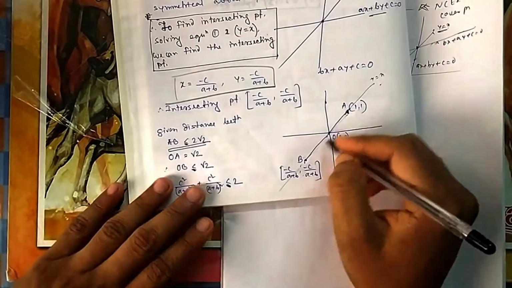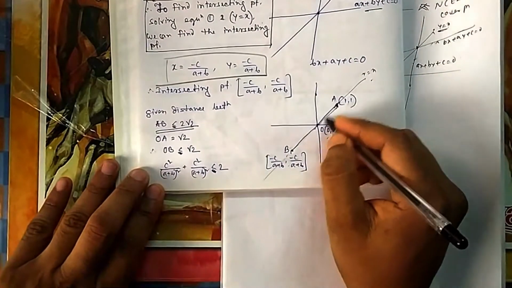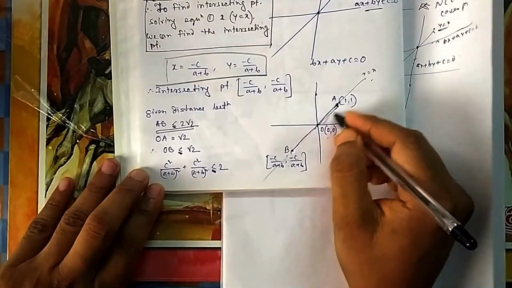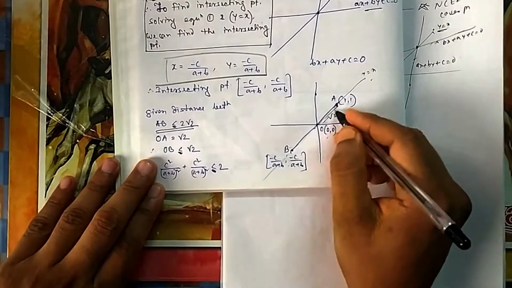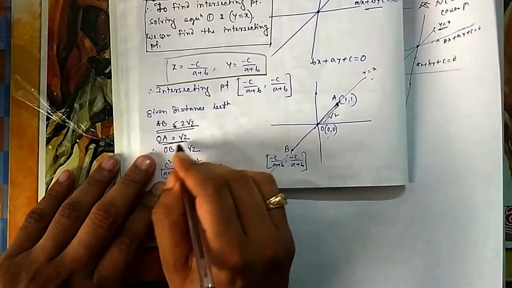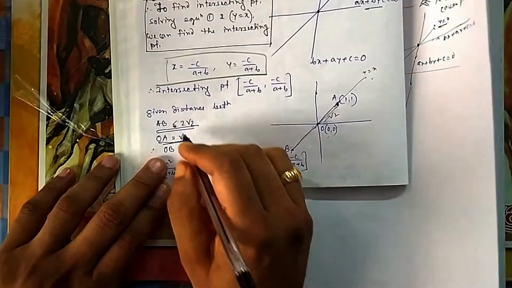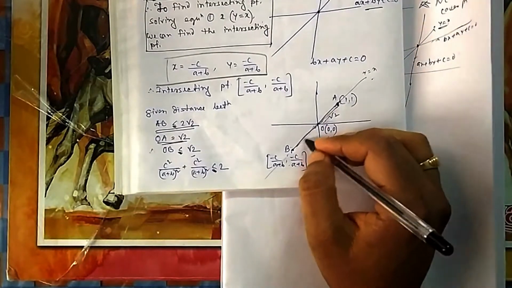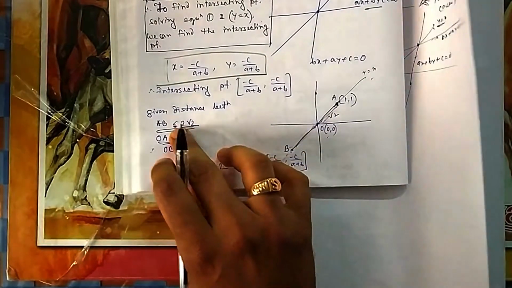You can see this is a straight line. This distance you already know. How much? This distance is root 2. So if this is root 2, this y is already root 2. So this should be less than root 2, because the total sum is 2 root 2. So if this is already root 2, then this should be less than root 2.